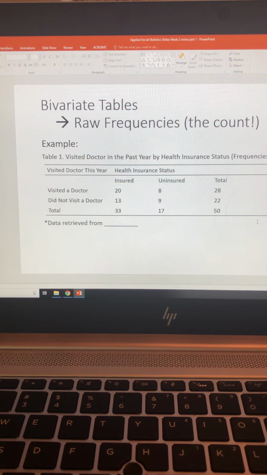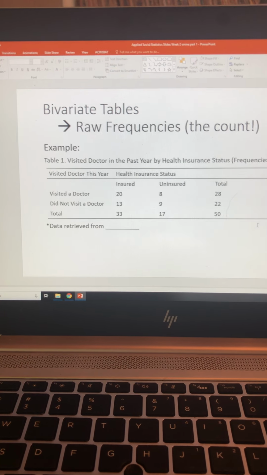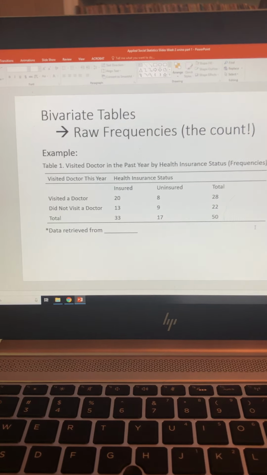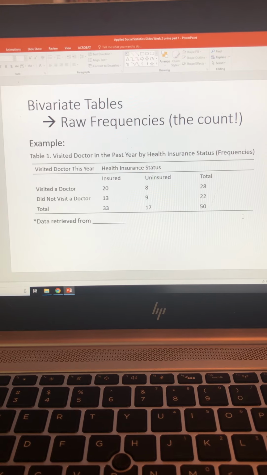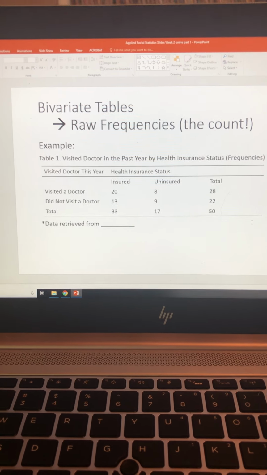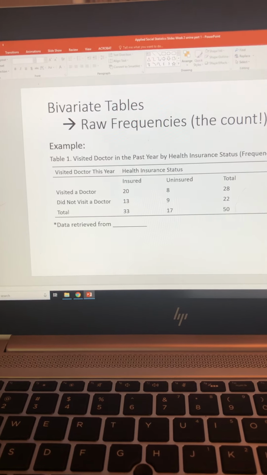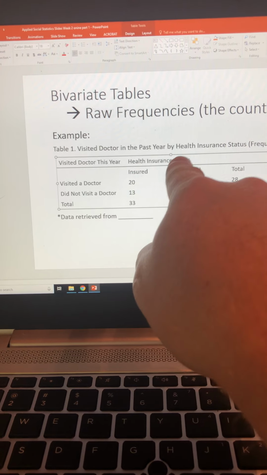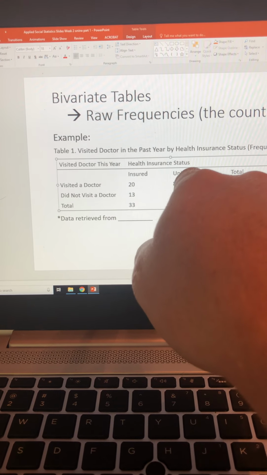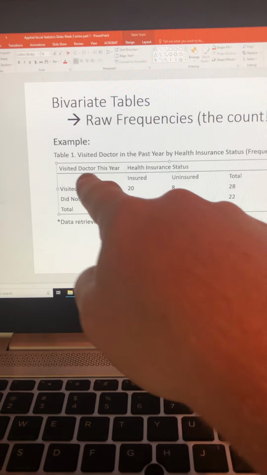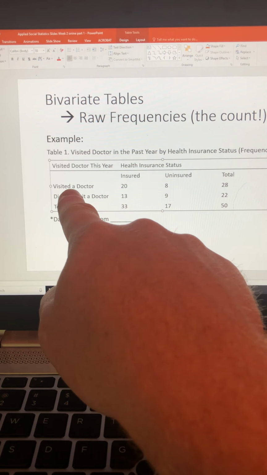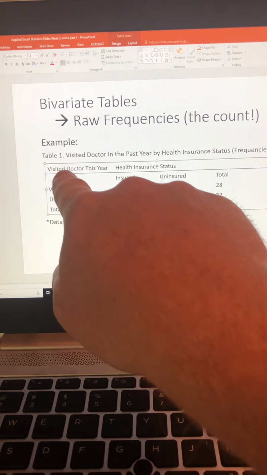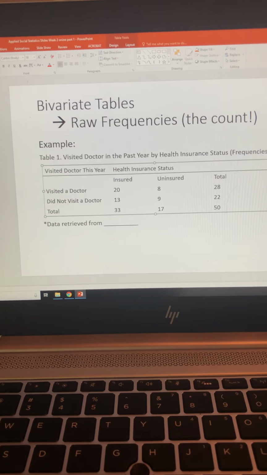Okay? So as you can see, I've already set this up. I could just give you the raw data and have you put the frequencies in the table, but just for ease, I already created that. So a couple things to keep in mind. Remember, the independent variable, the predictor variable, is in the columns. So here's your column variables: health insurance status, insured, uninsured. And then visiting a doctor is your dependent variable. These are going to be the row variables: visited, did not. So if you look, this is a 2x2 table. Why? Because there's 2 attributes for the dependent variable, 2 attributes for the independent.